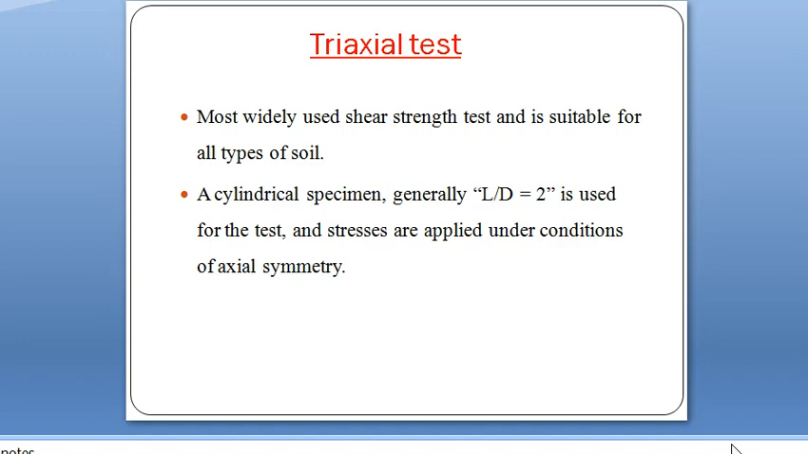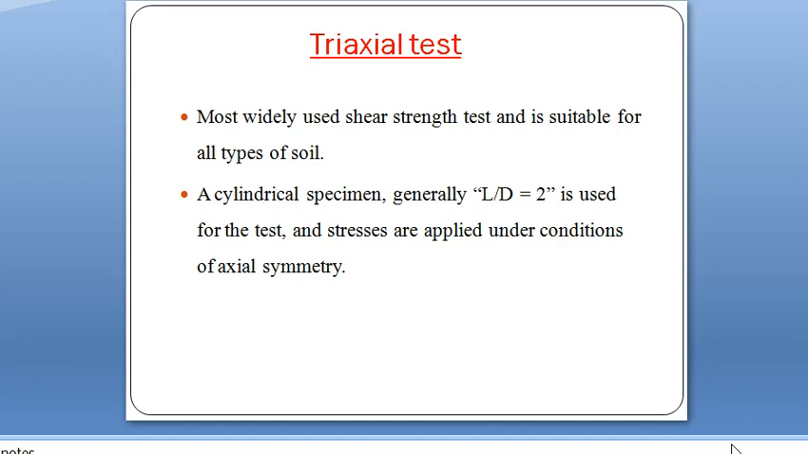In today's lecture, we are going to discuss the second experiment to find the shear strength of the soil, that is the triaxial compression test. This triaxial test is the most widely used shear strength test because it is suitable for all types of soil. It is used for cohesive soil and cohesionless soil. Also, this test can be conducted under different drainage conditions, that is, as a UU test, CD test, or CU test.